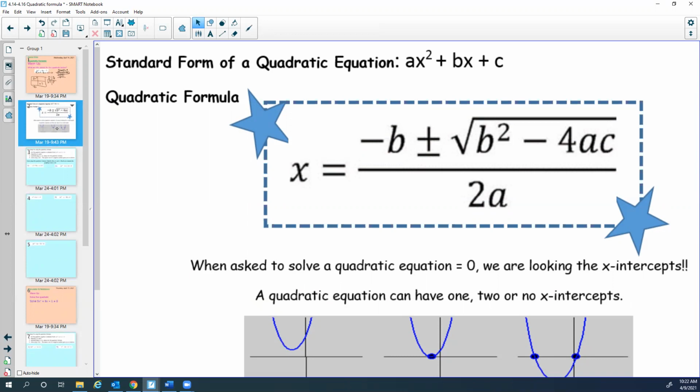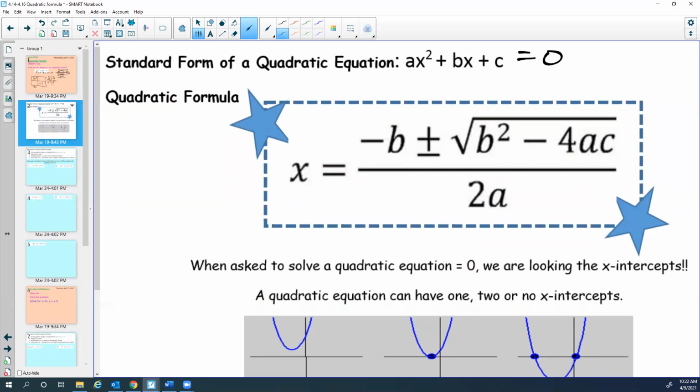Now, when it comes to quadratic formula, you must have your equation in ax squared plus bx plus c form. In other words, you want your quadratic equal to 0. If it's not equal to 0, you don't have it in standard form, so get it equal to 0, and then you can go ahead and use your quadratic formula.